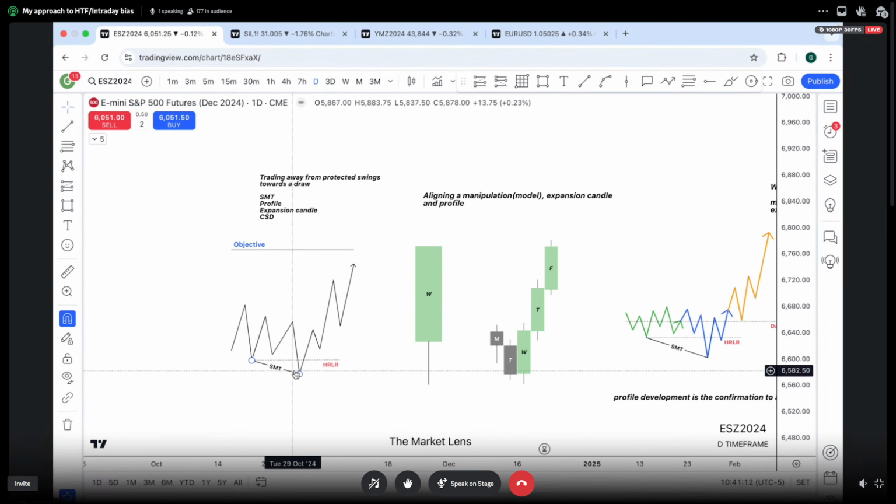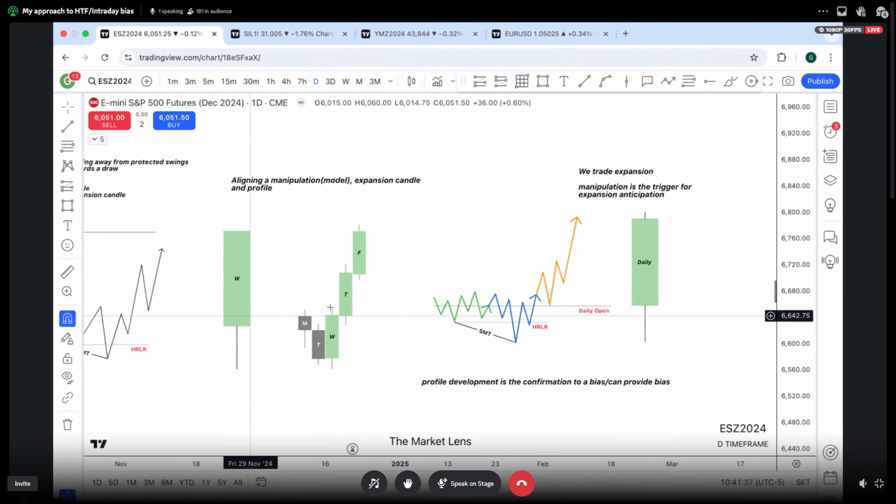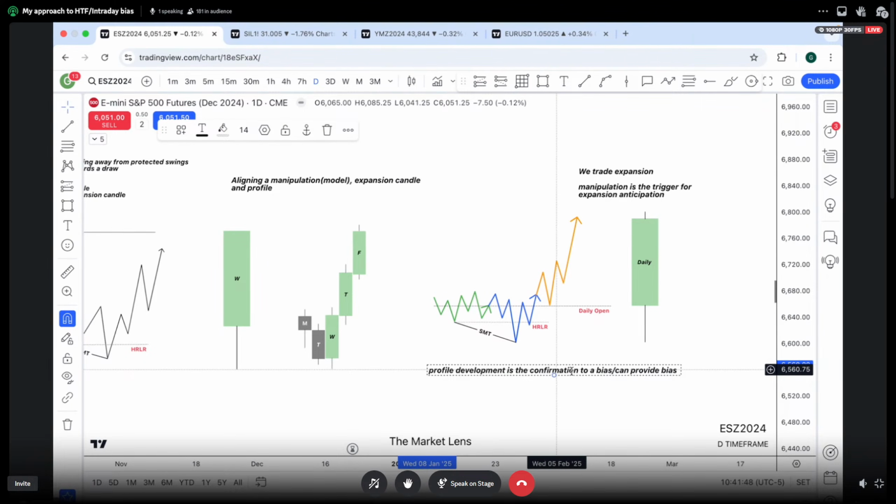So it's really just a high or low to trade away from to get towards a draw on liquidity, an objective right here, right? You're always trading with one candle, a weekly candle and a daily candle. This is what we're really focused on. The profiles and the way this candle forms support this manipulation and idea. And inside of these expansion candles, we're going to look for the same thing, an established low of the day forming. Profile development is a confirmation to a bias, and it can provide bias, okay?